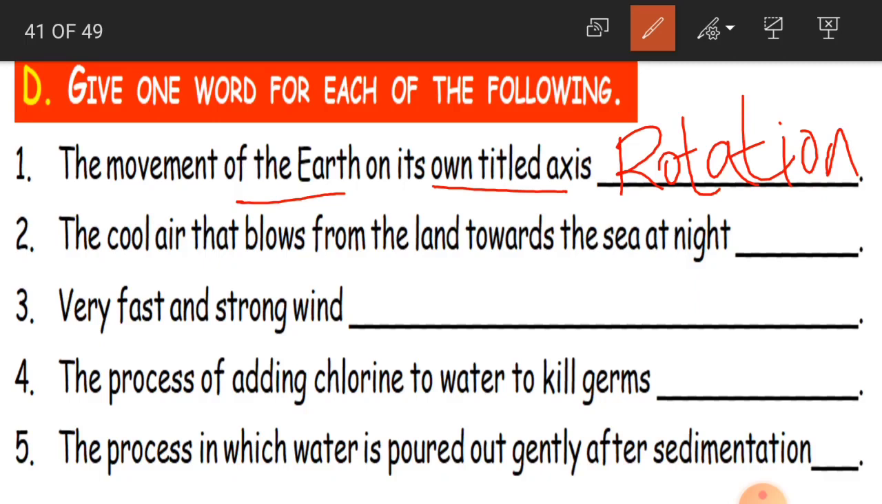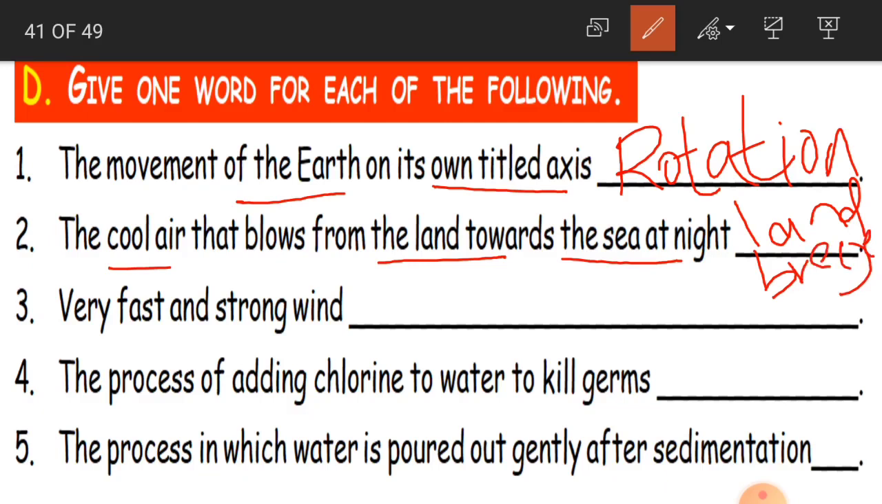And the second one, the cool air that blows from the land towards the sea at night. What do we call it as? Land breeze. Whereas the cool air that blows from the sea towards the land in the daytime is known as sea breeze.